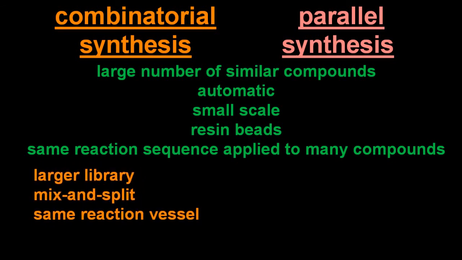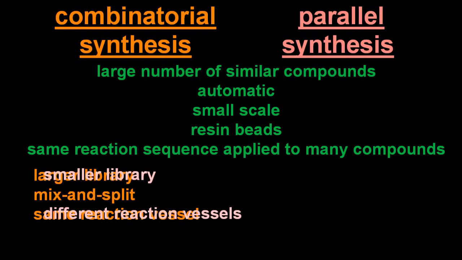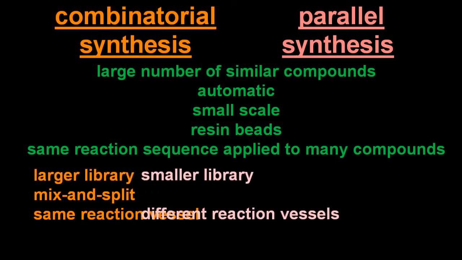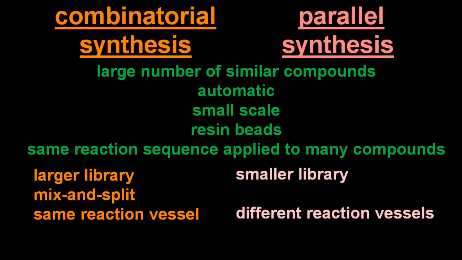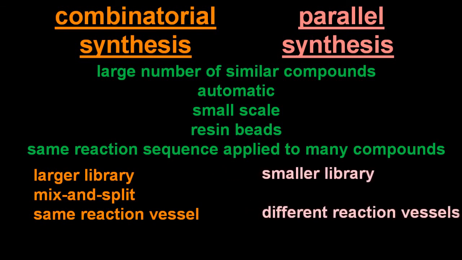And if they asked you to contrast the processes, combinatorial makes a larger library than parallel. Combinatorial is mix and split in the same reaction vessel, even though that sounds confusing, that's their answer. And parallel synthesis is in different reaction vessels. Right, I'm not even sure I understood that myself until I had to make this video, and now I think I get it. Hopefully you do. If not, just learn these in front of you.